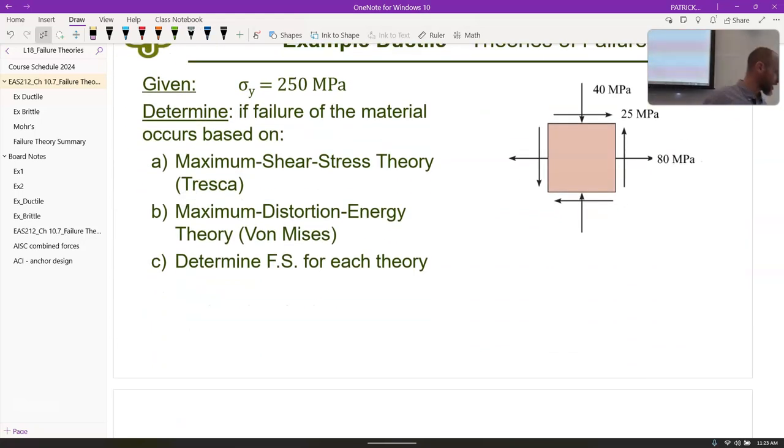Okay. I like to sort of jump to this. So I've got some worksheets. This is the second problem. So what we've got is a state of stress up here in the right corner, and we're told the sigma yield for the material is 250 megapascals.